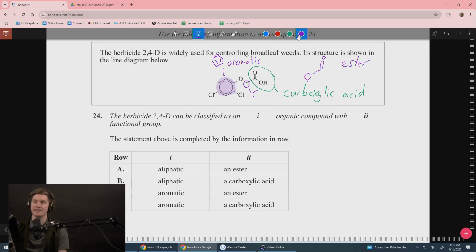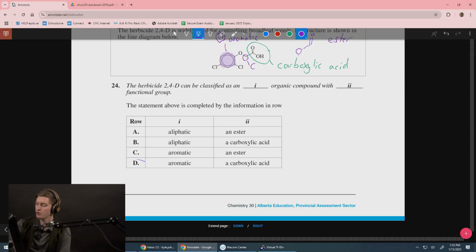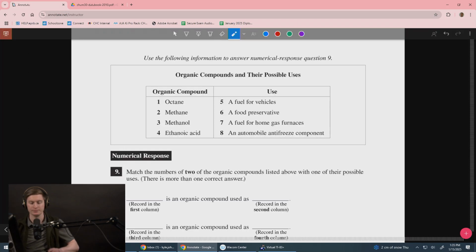So the one that identifies those both correctly is D, an aromatic organic compound, and the functional group is the carboxylic acid. You could also say that you've got an alkyl halide, or I guess just a halide, a halogenated hydrocarbon. But the bigger functional group that's here is this carboxylic acid, and they don't give that as an option anyway. Going to the next page.